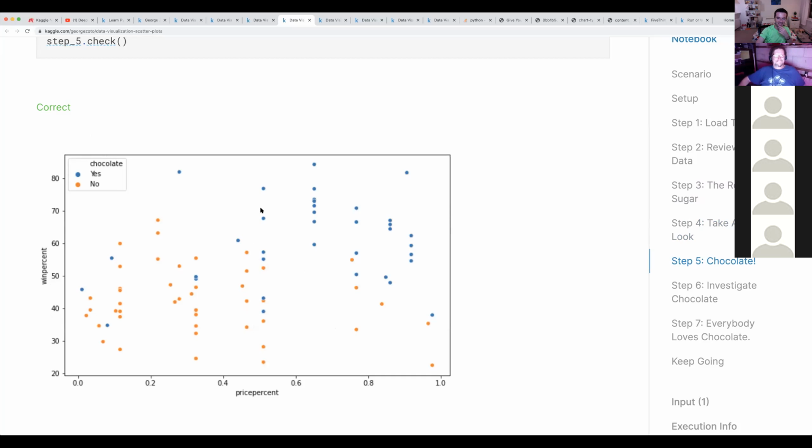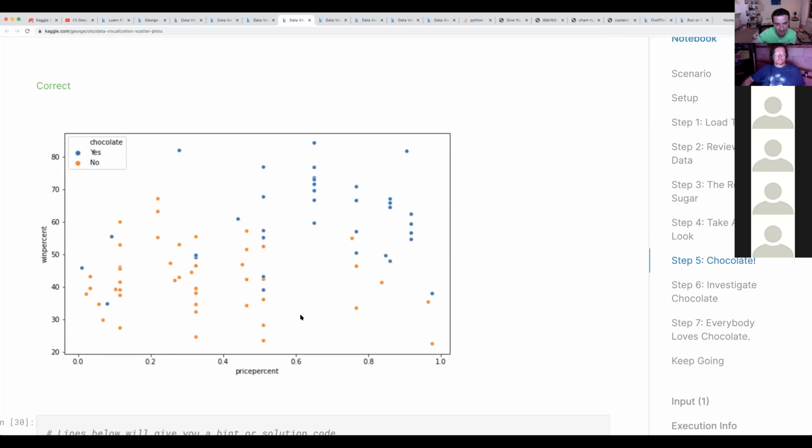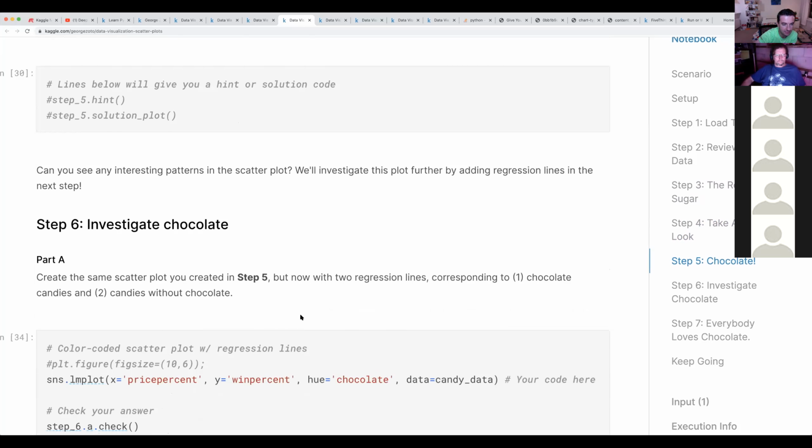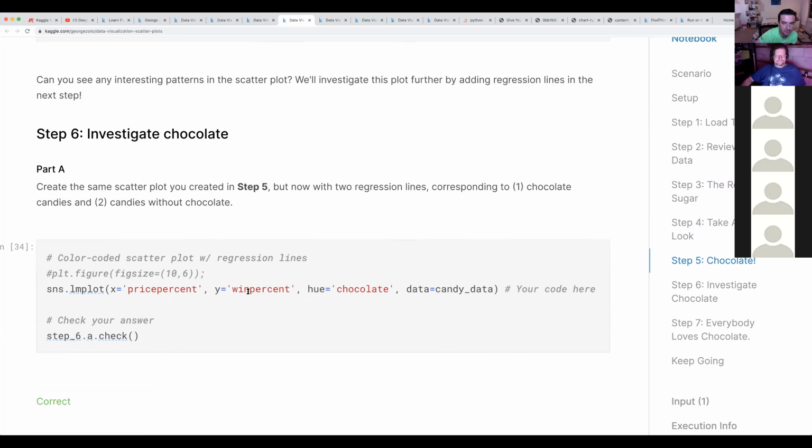Right. So you see some kind of clusters here. Yeah, there are more expensive candies that have chocolate and are popular, and then there are lower-priced ones that don't have chocolate that are less popular. That's kind of the trend that I see here. Okay, so let's investigate chocolate.